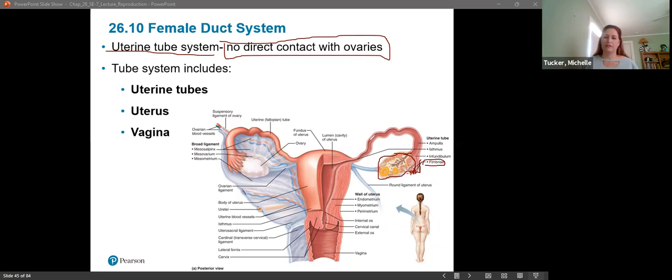Then the uterine tubes connect to the uterus. The uterus has a lower section called the cervix. So this lower section is the cervix. This is the cervical canal. There is an inner orifice and an outer orifice to the cervix. And this becomes somewhat important because there will be mucus plugs at these locations. All right. And then the vagina is going to be the canal leading from the cervix down to the external environment.